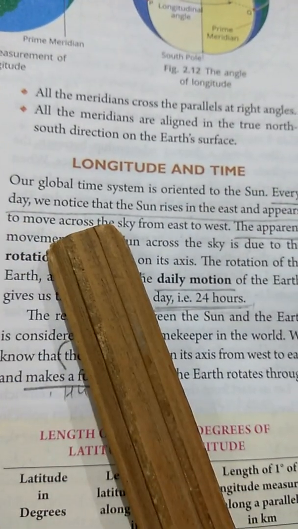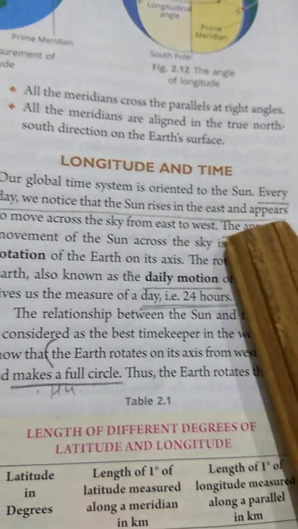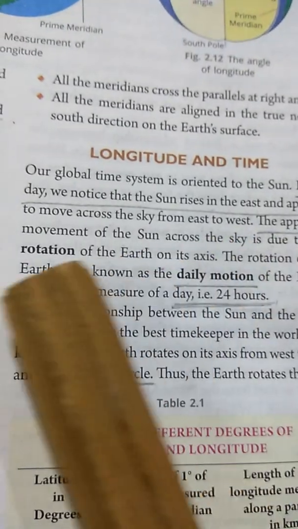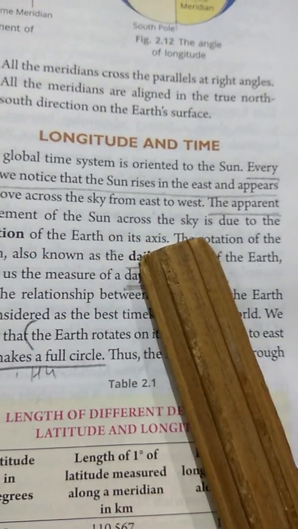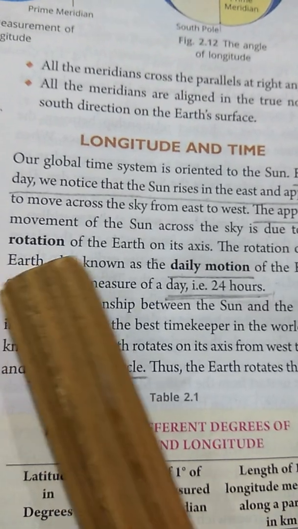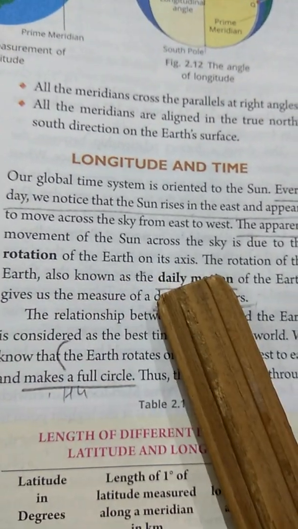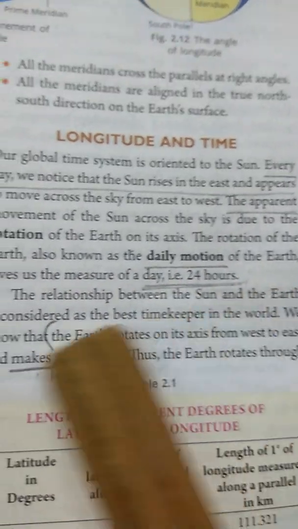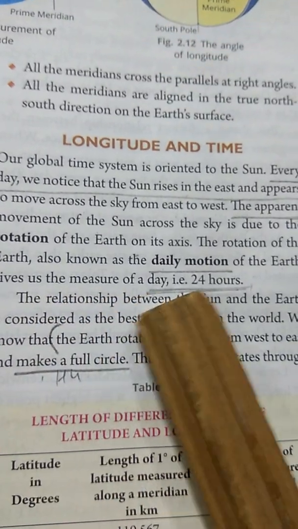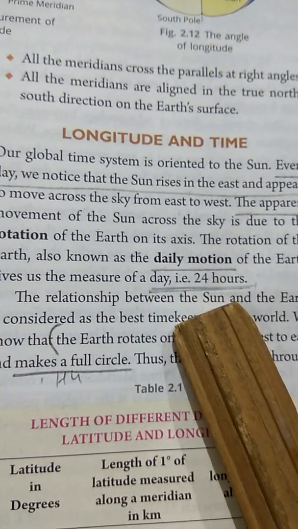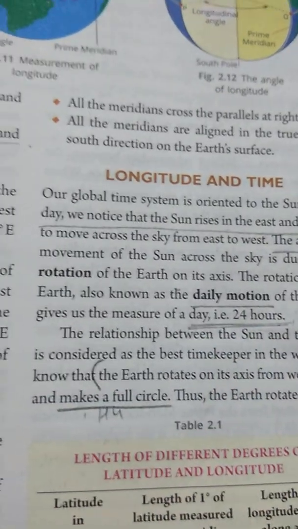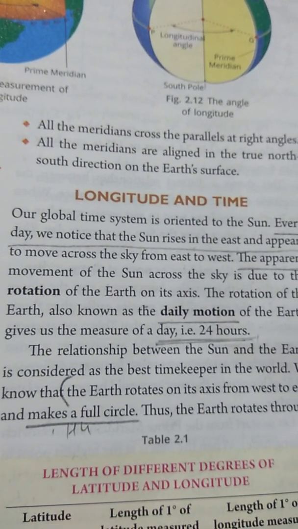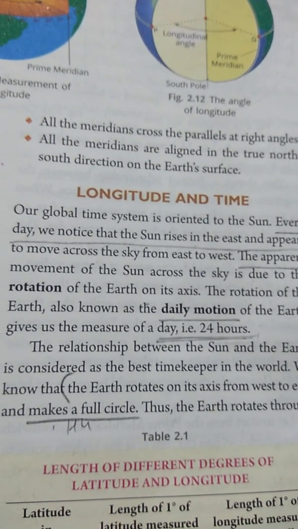See there, every day we notice the sun rises in the east and appears to move across the sky from east to west. The apparent movement of the sun across the sky is due to rotation of the earth on its axis. The rotation of the earth, also known as the daily motion of the earth, is measured as a day of 24 hours. Children, you already know the rotation. Rotation means earth rotates on its axis. It is for the daily motion.